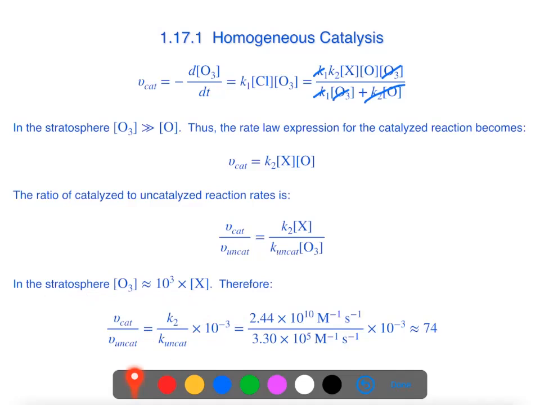So if we take those values that we presented in the first slide of 2.44 times 10 to the 10 molar minus 1 seconds minus 1 for K2, and we divide that by the rate constant for the uncatalyzed reaction, even taking into account this factor of 1,000, we have a 74-fold greater depletion of ozone in the presence of these intermediates than without. And so a significant increase in the rate of ozone decomposition when these chlorine atoms are present in the atmosphere.